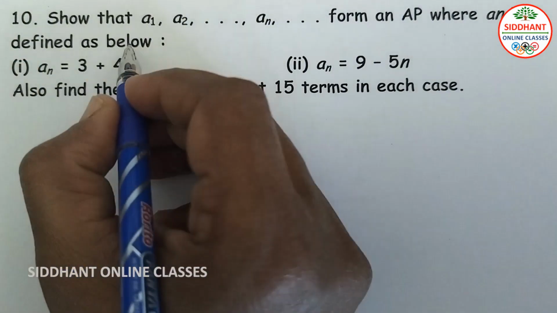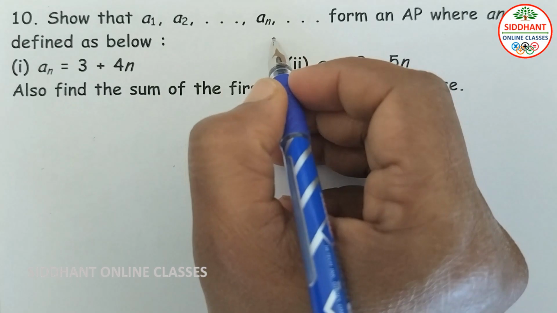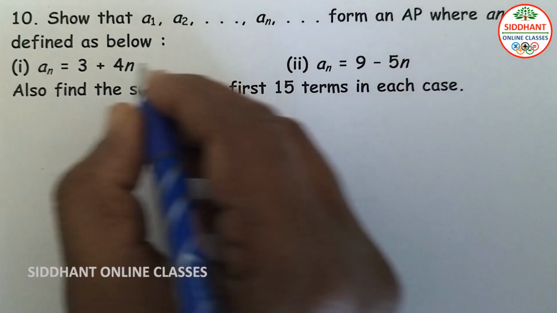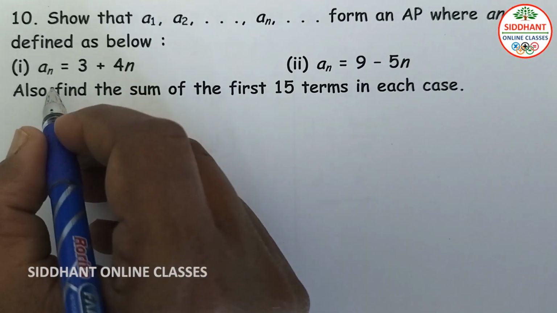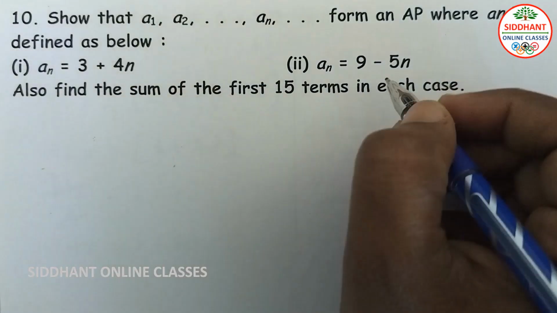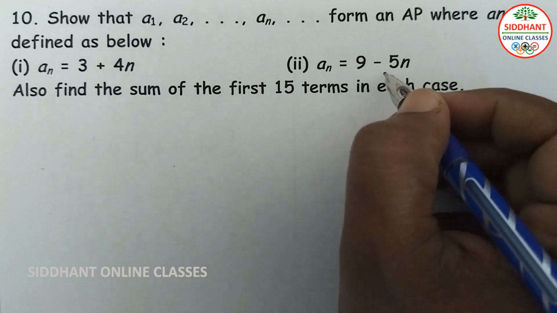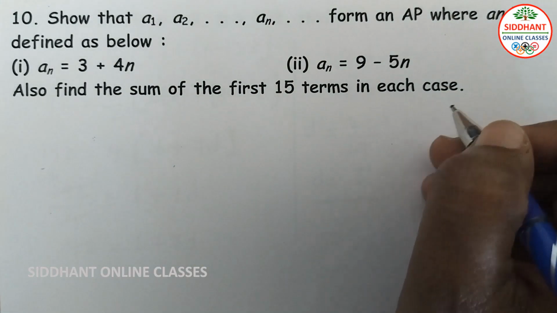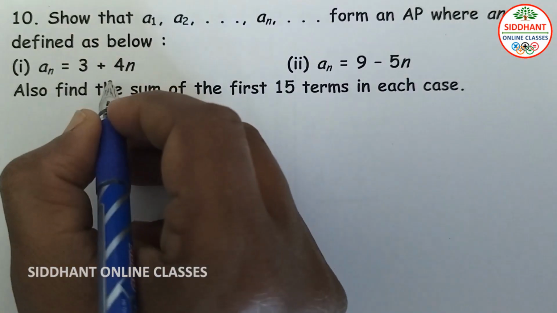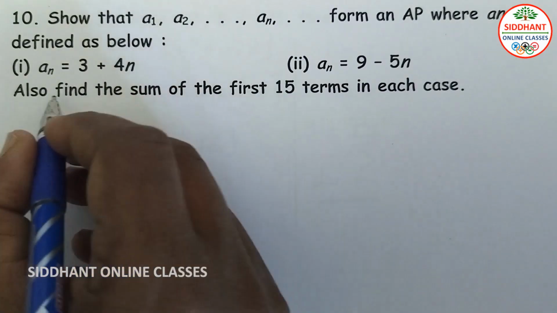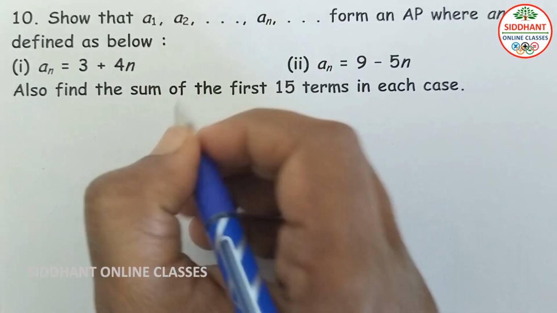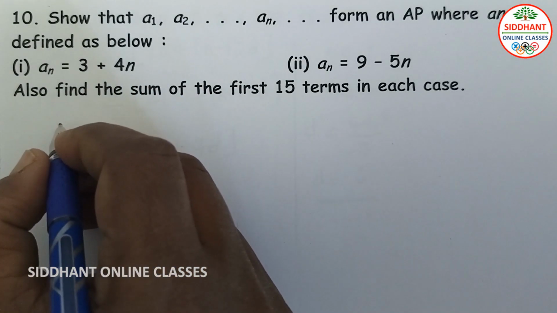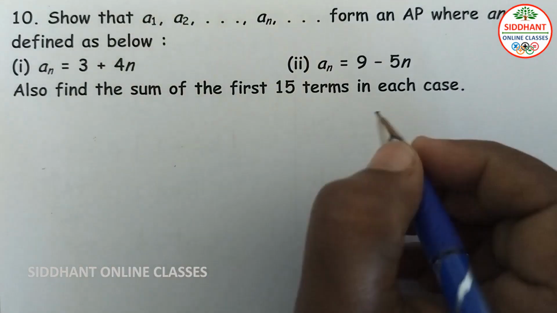Question number 10. Show that a1, a2 up to an form an arithmetic progression where an is defined as below. First one, an equals 3 plus 4n. Second, an equals 9 minus 5n. Also find the sum of first 15 terms in each case. So first we are going to find a1, a2, a3, all. After that we are going to find the sum of first 15 terms.